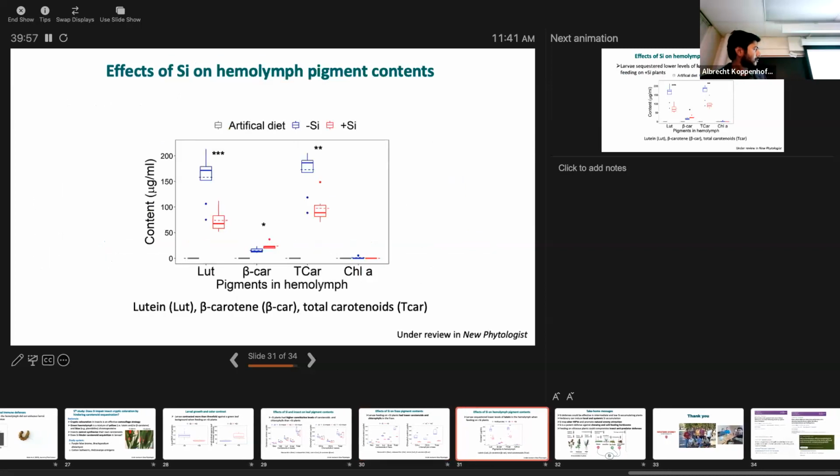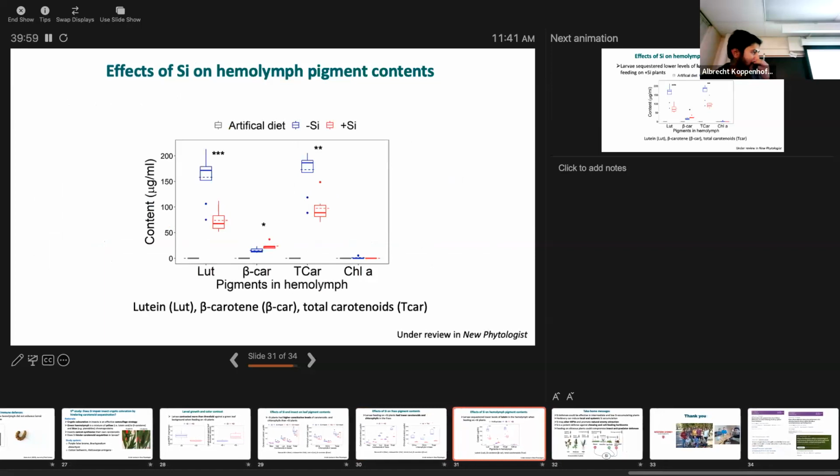Okay, the most important one, the pigment contents in larval hemolymph. We found only 2 carotenoids in larval hemolymph. One is lutein and another is beta carotene. You can see that the larvae feeding on minus silicon plants had much higher contents of lutein in their hemolymph. Although the beta carotene content was slightly lower, if you look at the total carotenoid content, it's still higher in larvae feeding on minus silicon plants.